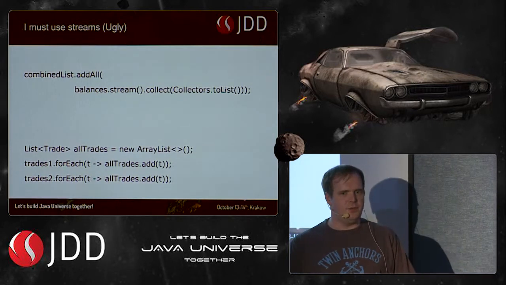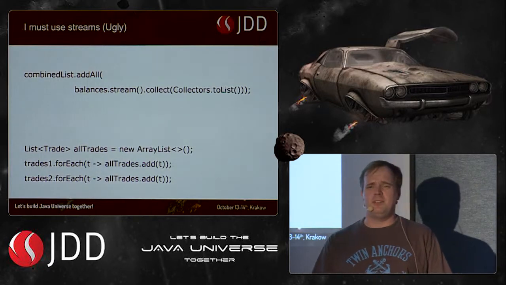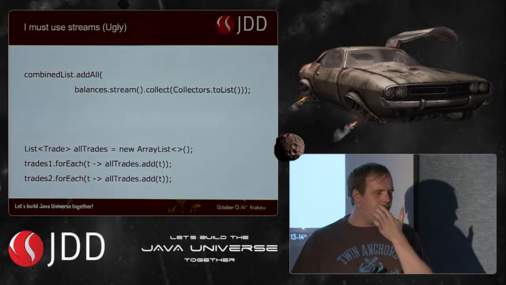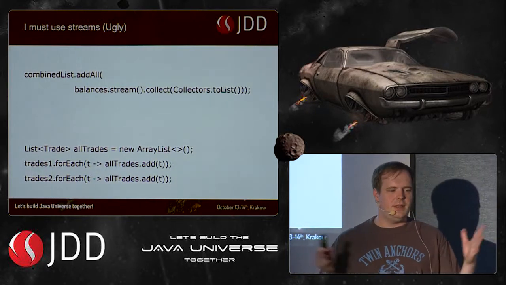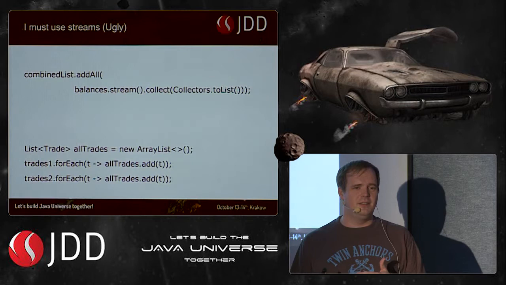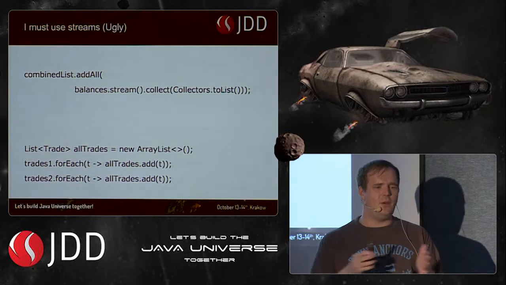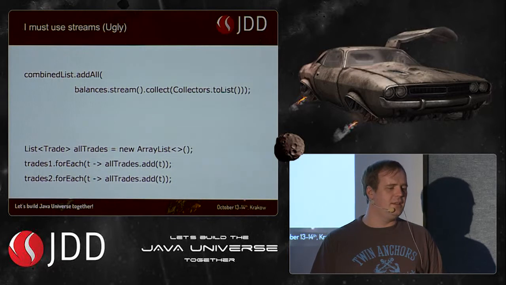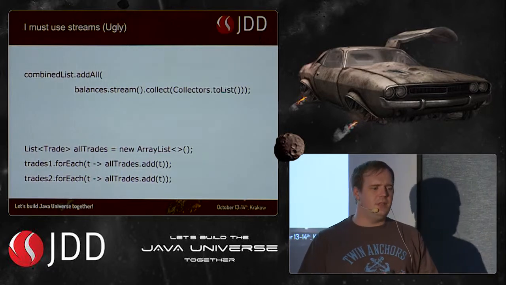Here's a couple more examples of what not to do with streams. These are possibly attempts to really use streams, thinking streams are great, I have to use them. But as you can see, they're probably not necessary. In the top example, it's taken a list of balances, turned them into a stream, then collected them into a list, which of course it was already, and then adds them all into another list. If you took out all the code to do with streams, it would do the same thing, but probably more efficiently.